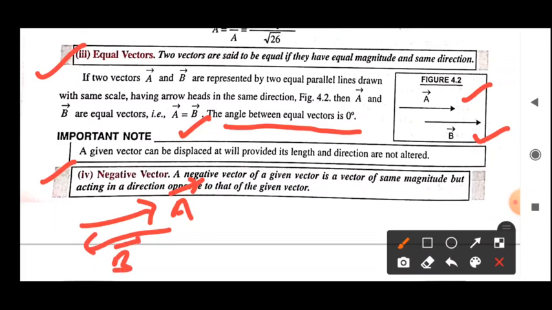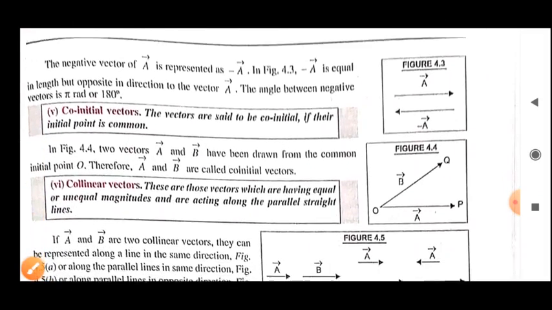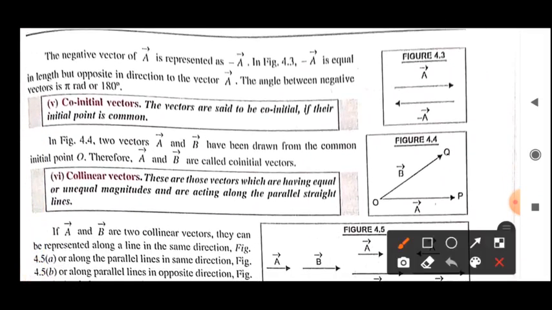So this is now the vector B. Both are the same in magnitude, same in length, but their direction is just opposite, so they are called negative vectors. For negative vectors, the angle between them is equal to pi radian or 180 degrees.